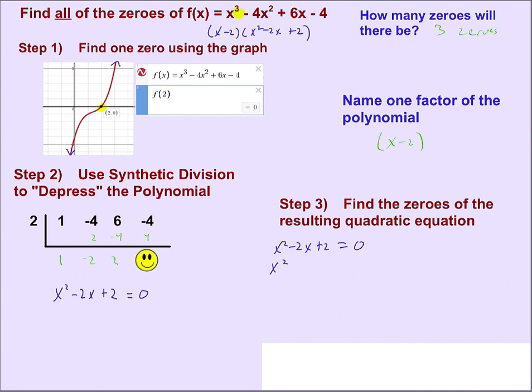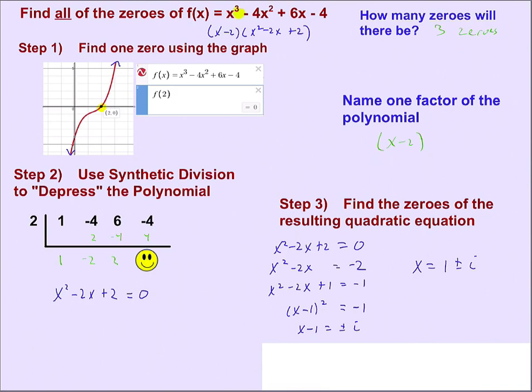This one doesn't factor, but I can complete the square pretty easily. I need to add 1 to both sides to make that work. When we take the square root of that negative 1, we get just plain old i. Of course, it's plus or minus. And so x equals 1 plus or minus i, which are our other two roots.